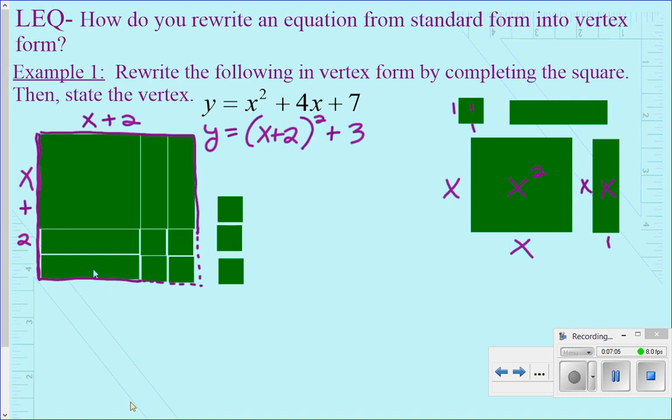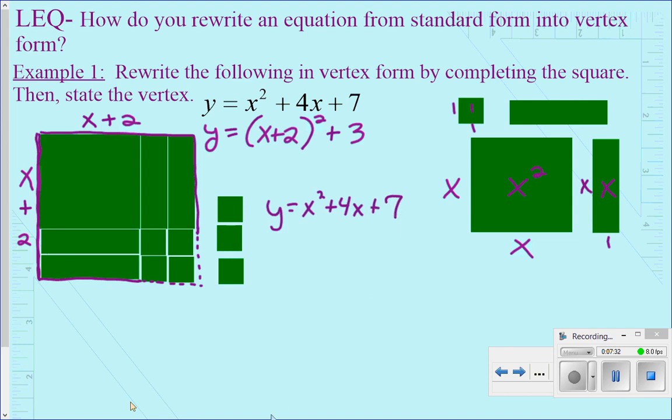We did that using the tiles. We completed the square. But you're not going to have the tiles normally. You're going to algebraically complete the square. So now we're going to talk about what we would do, algebraically speaking, what we would write in order to complete the square. Okay, because I'm not going to draw the picture every time. So I'm going to start again with my original equation.